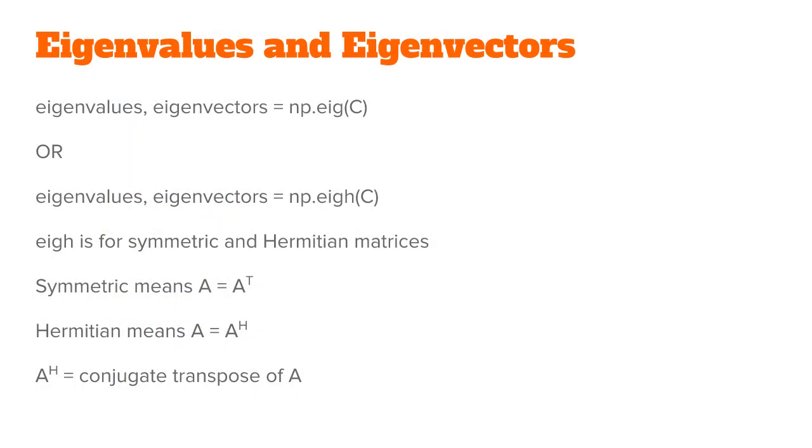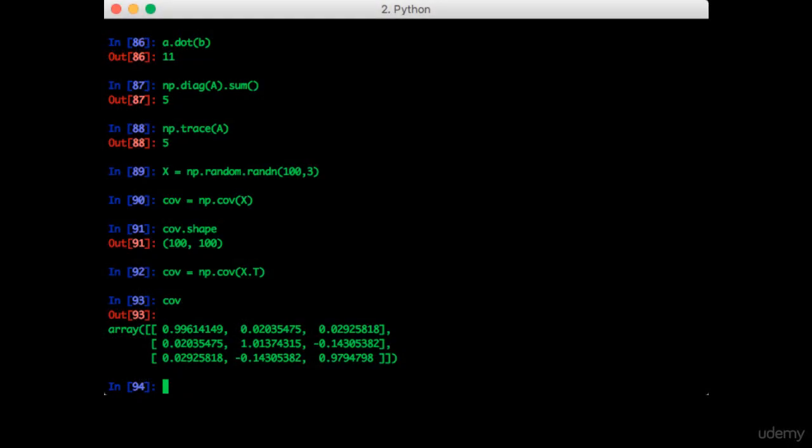Now there are 2 functions you can use to calculate the eigenvalues and eigenvectors, eig and eigh. Eigh is for symmetric and Hermitian matrices only. If you've never studied linear algebra with complex numbers, don't worry about what a Hermitian matrix is. A symmetric matrix is a matrix that is equal to the transpose of itself, and a Hermitian matrix is equal to the conjugate transpose of itself. We know that the covariance is a symmetric matrix, so we can use eigh. So let's try that.